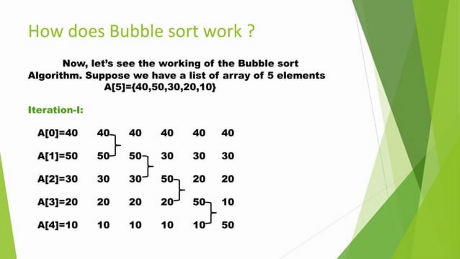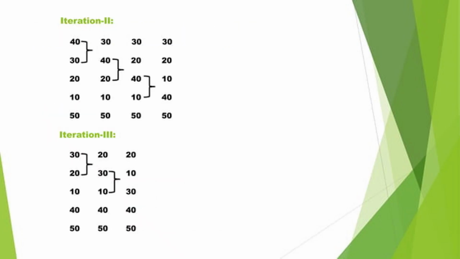Step 4. Compare A of 3, 50 and A of 4, 10. As 50 is greater than 10, again we need to do swapping. So now the array will be 40, 30, 20, 10 and 50. So after iteration 1, the largest element 50 bubbles to the end. Okay, this is about iteration 1. Next, let us see iteration 2.